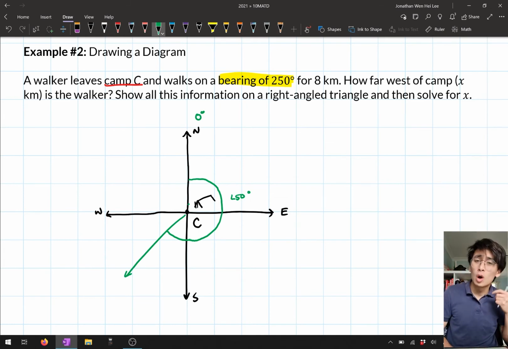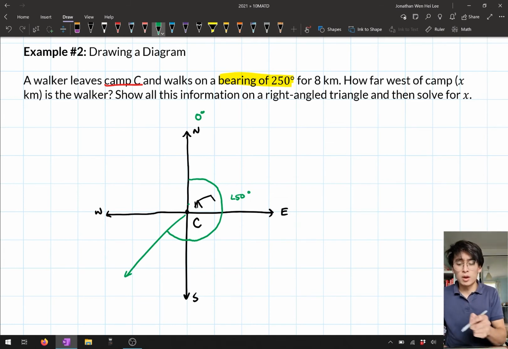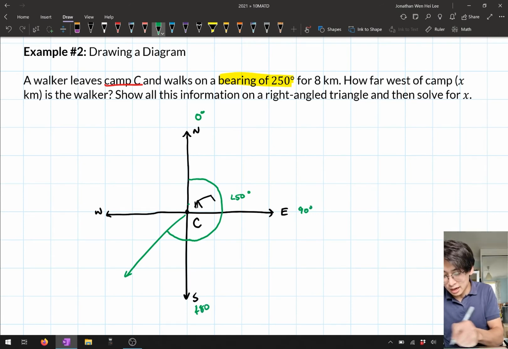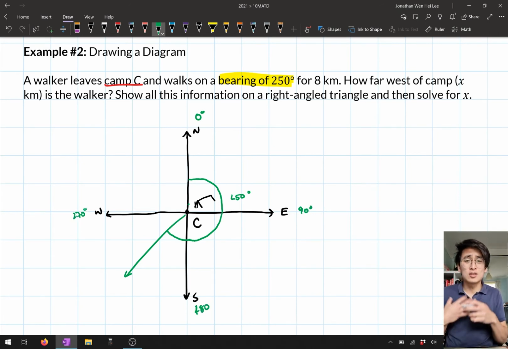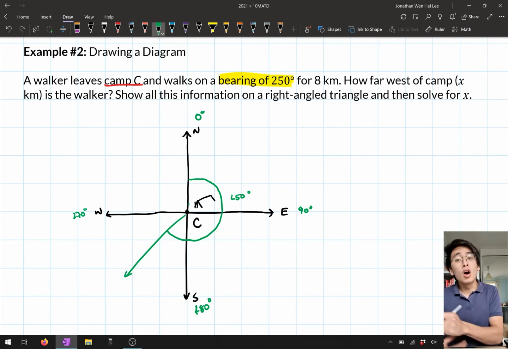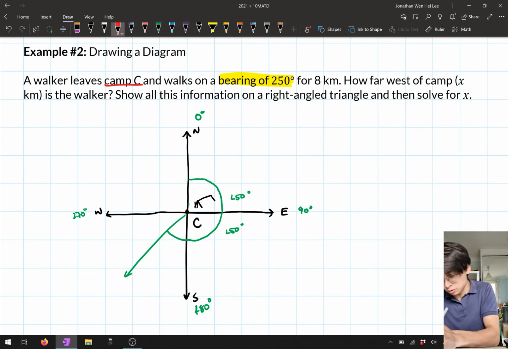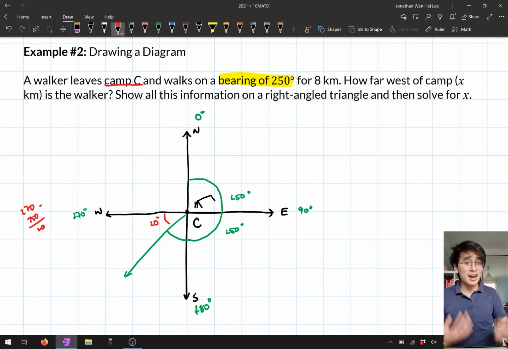Now, if you're not sure which particular quadrant you're in, whether northwest, northeast, or southwest, just think of those numbers. We've got 0, 90, 180, and 270. 250 is past 180 degrees, but not quite at 270. So what this tells me is that 250 degrees is over in this southwest direction. In particular, if I do 270 minus 250, that's 20 degrees, and that tells me there's actually 20 degrees over here. And that's going to be helpful for me in the following part.